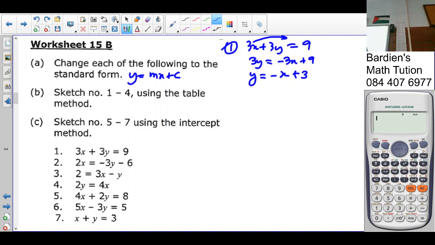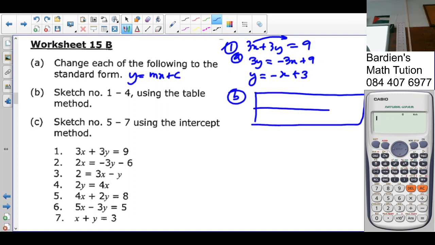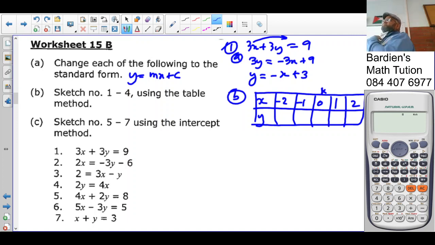This is the first part of the question. Then: sketch number 1 to 4 using the table method. So if you draw the table method, you choose a few values for x. So you go minus 2, minus 1, 0, 1, 2. Okay, you could have chosen any values, but importantly is to get that value out, which is your y-intercept, which gives you a nice idea of how your graph looks. If you had chosen other 3 values or 4 values, it's fine.